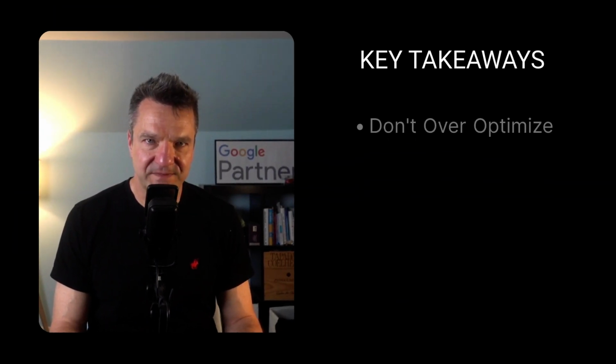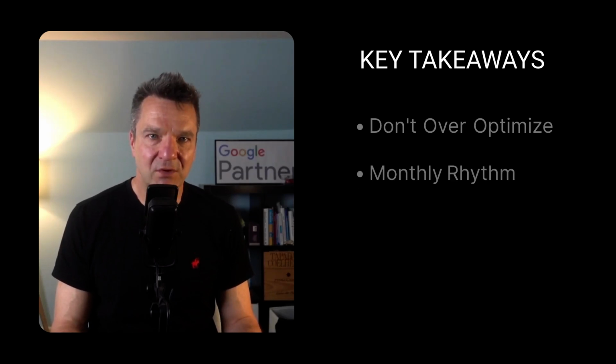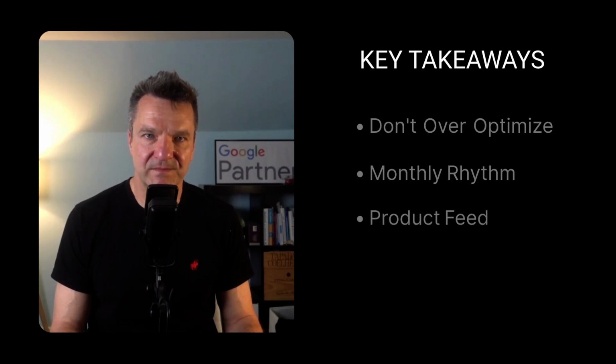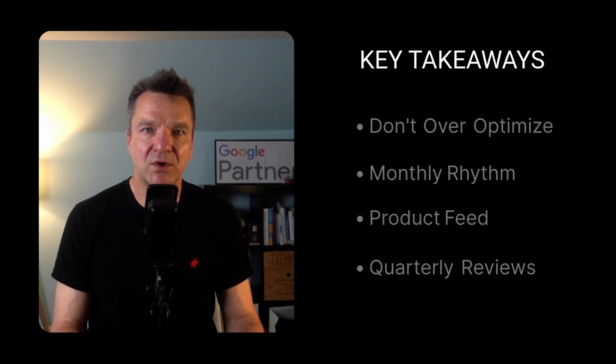Okay, so that's a wrap on optimizing your PMax campaigns. Remember the key takeaways. Don't over-optimize. Fewer, more strategic changes are generally better. Focus on monthly optimizations to allow the system to learn. Pay close attention to your budget, bidding strategy, and asset group performance. Regularly optimize your product feed and exclude underperforming SKUs. And finally, conduct a thorough quarterly review to ensure your campaigns are aligned with your long-term goals.